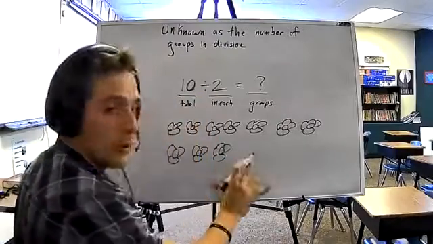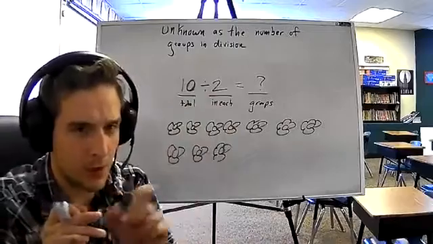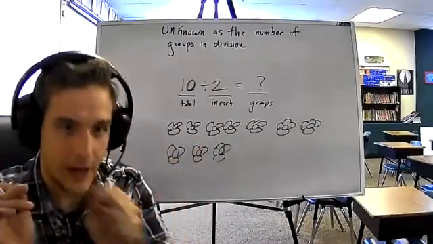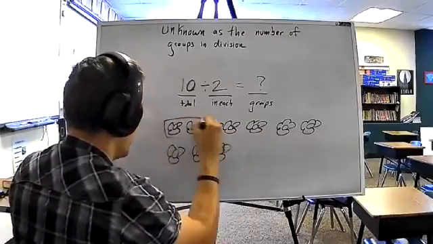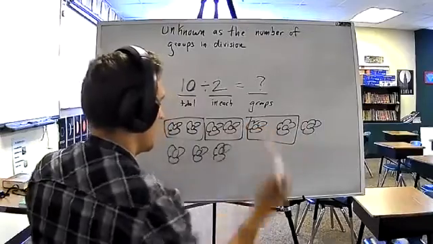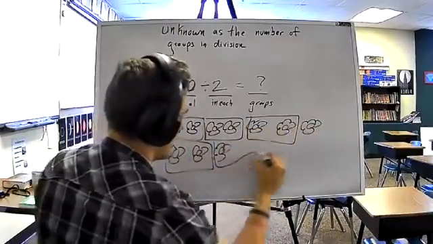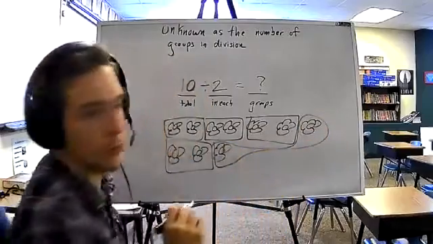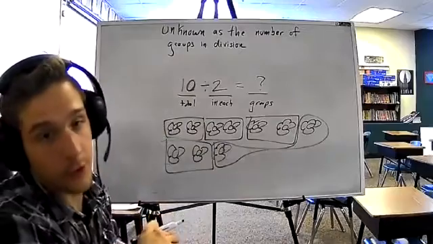And so I have a total of 10. There's 2 in each group. So once again, I'm just going to do the same thing I did before. I'm going to put them into groups of 2 and then count how many groups there are. So there's 1, 2, put those in a group. 1, 2, put those in a group. 1, 2, put those in a group. 1, 2, put those in a group. And 1, 2, I'm going to put these 2 in an elongated group. There's still one group, but it's just a goofy looking group.